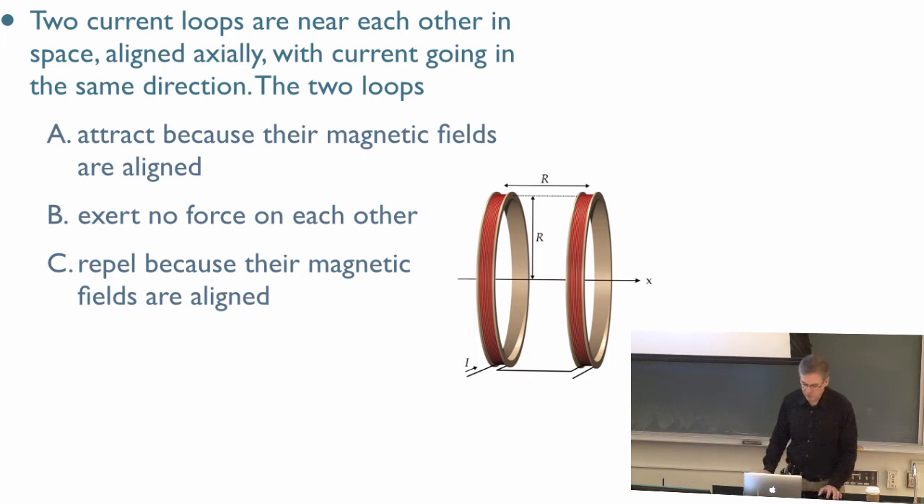So here we go. We have two current loops near each other, aligned axially, meaning there's an axis of symmetry and they're both aligned with that axis, as shown. Now, do the two loops attract? A, because their magnetic fields are aligned. B, do they exert no force on each other? Or C, repel because their magnetic fields are aligned? So go ahead and discuss with each other.